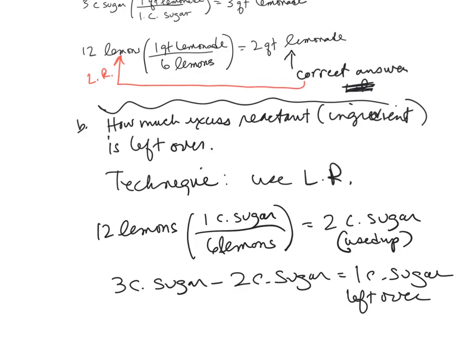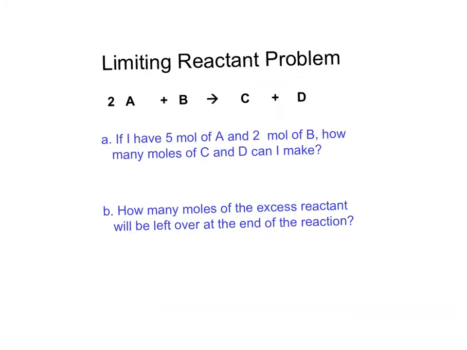So this is your initial amount of sugar. This is the amount used up. And then this is the amount that's left over, 1 cup of sugar right there. All right, so then that's the method. I'll just get a new page for that to use.